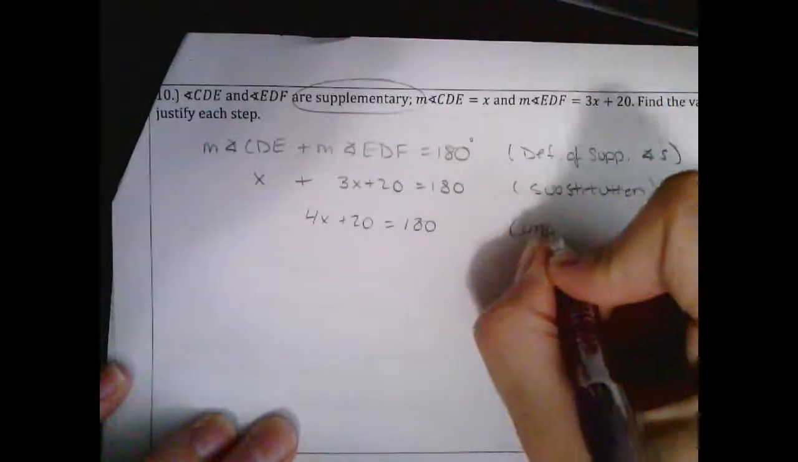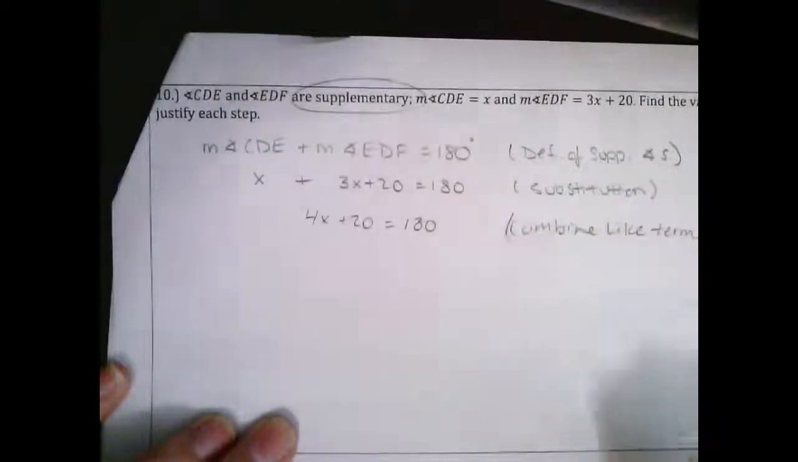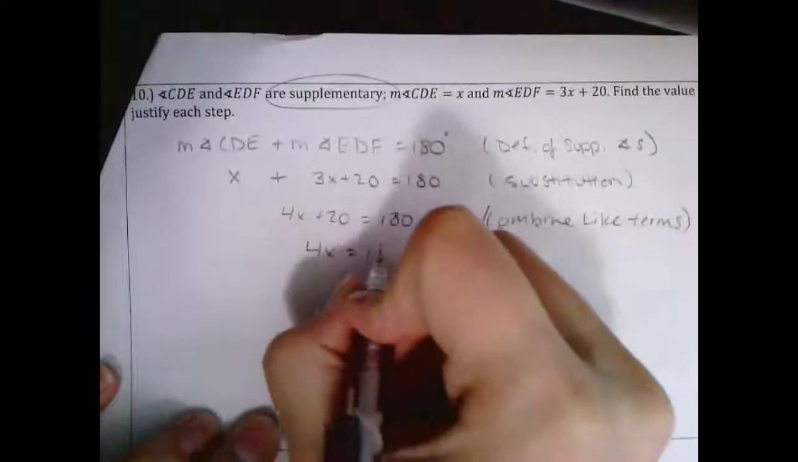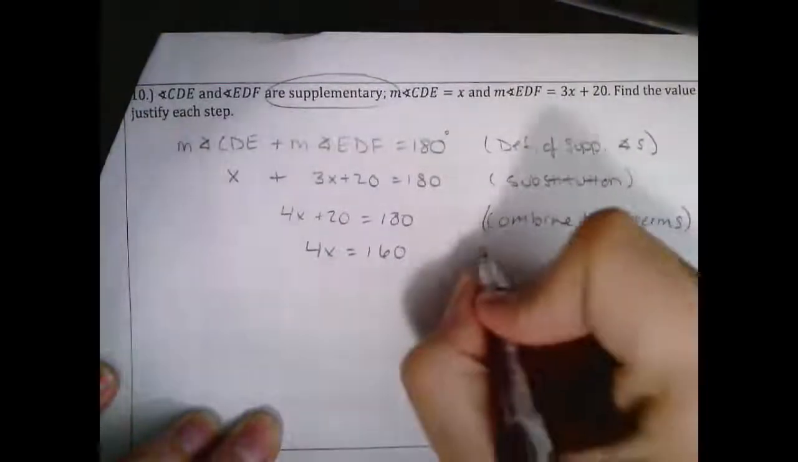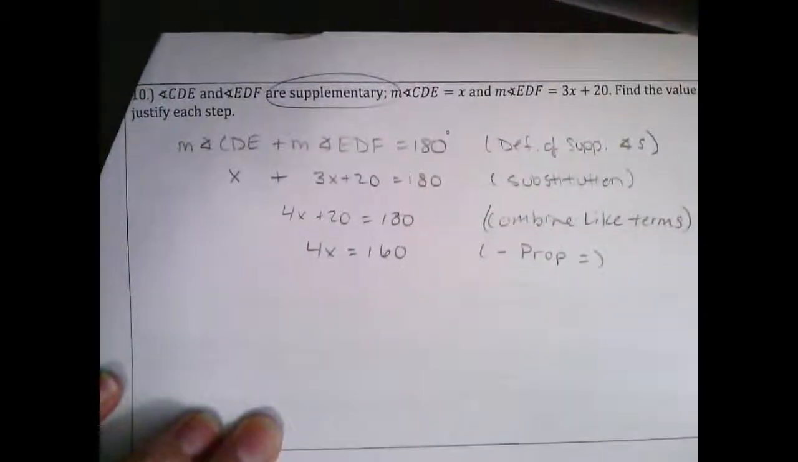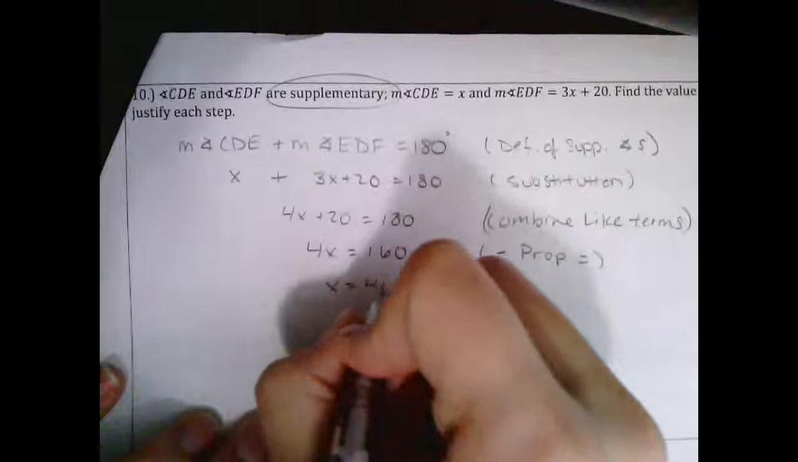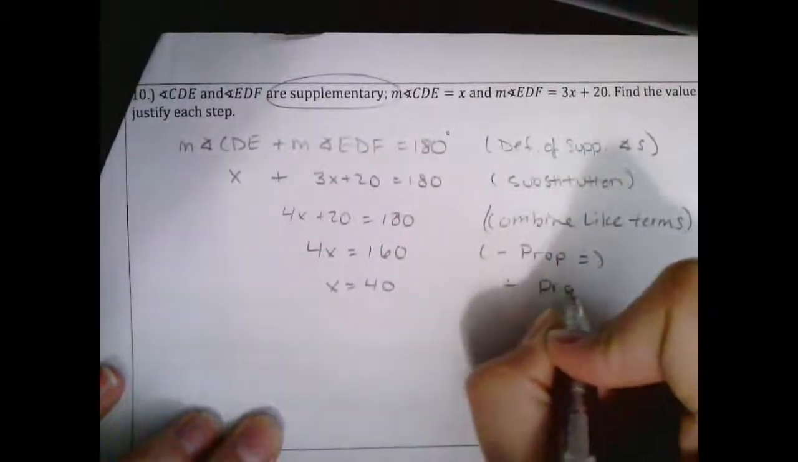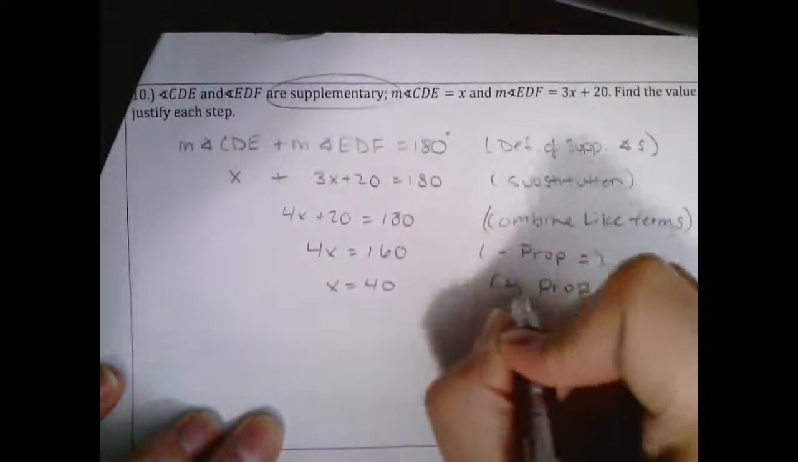I can combine like terms again and get 4x plus 20 equals 180. And then you should subtract 20 from both sides. That's the subtraction property of equality. And then divide by 4, and you get 40. That's the division property of equality. So abbreviating a little extra at the end there.